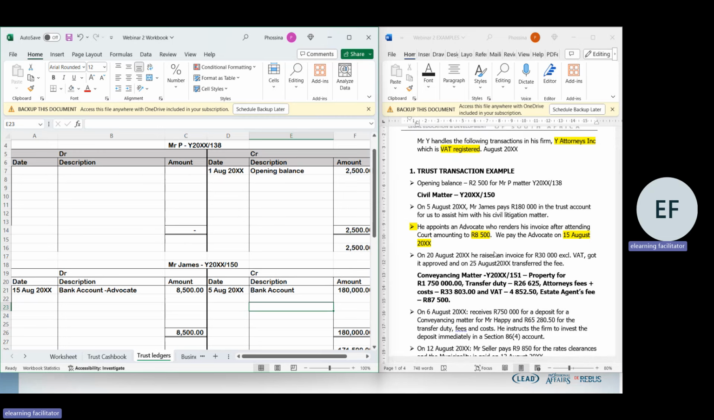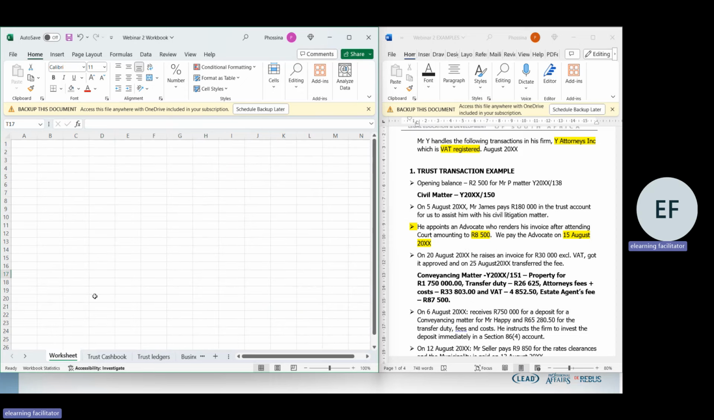Okay, so this transaction, if you can look at it, it has got a component of a business part, it has got a component of a trust part. Okay, the business part, I'm going to illustrate in our worksheet. This is an example. So I'm going to record it as a journal entry, you see, so that you can see how we account for fees. But this is just a worksheet for us to get our bearings, and then from there we go into our ledgers, we record the transaction.